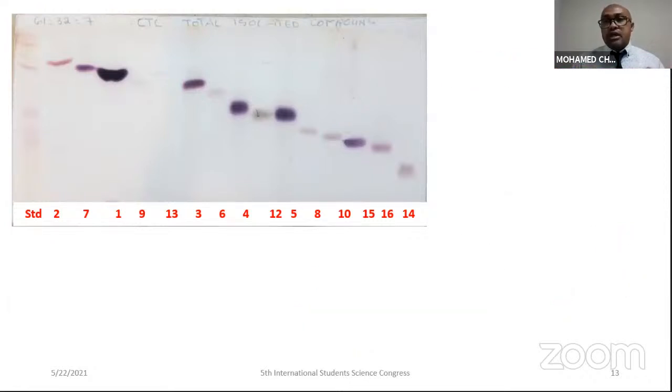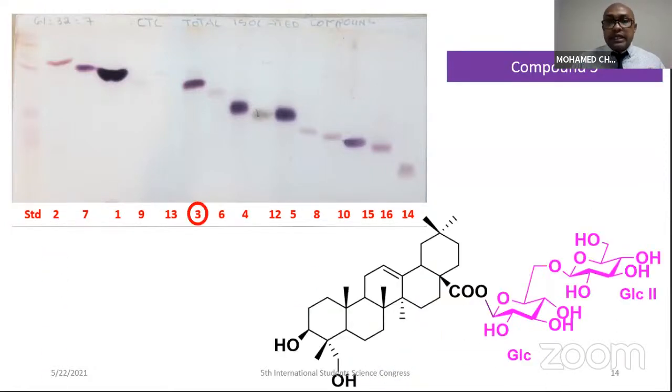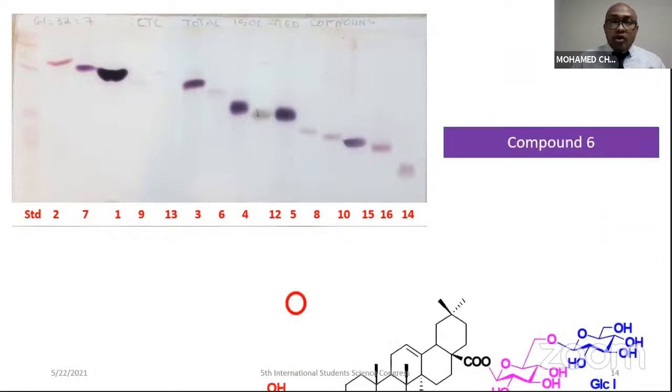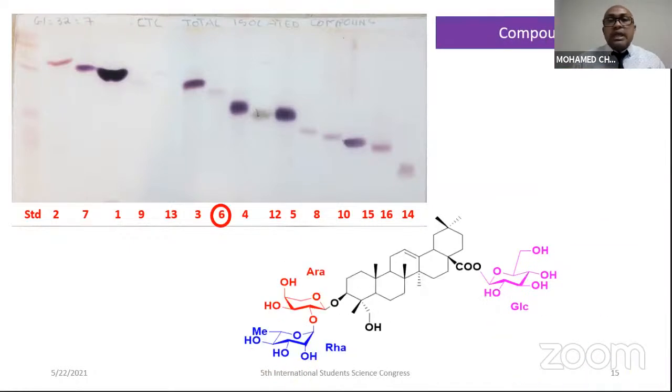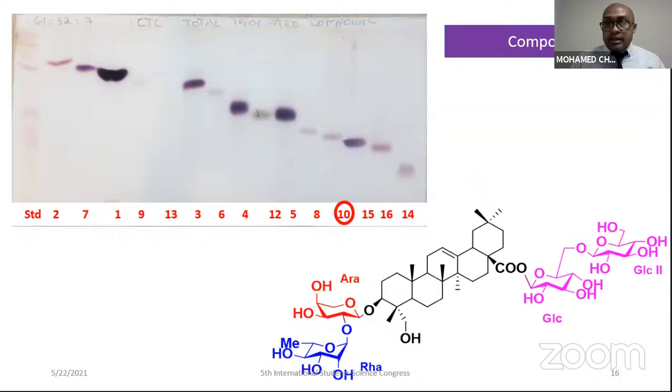Compound 3 and compound 4 are also saponins, and this one is also a saponin.